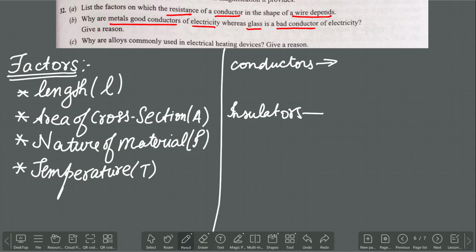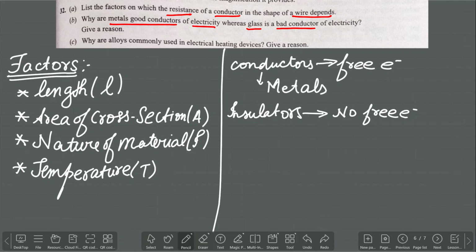So why are conductors allowing electric current to pass through them? Because a conductor has more number of free electrons, whereas in an insulator there are no free electrons. So that is the reason metals allow the electric current to pass through them, whereas glass does not. The reason glass is considered as an insulator and metal is considered as a conductor. Next, question number C.